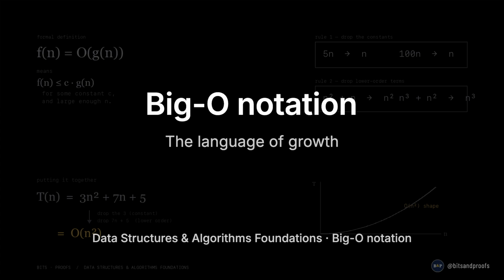Big O notation, the language of growth. This is the most important notation in introductory computer science, and despite the scary name, the core idea is short. By the end of this video, you'll know what Big O actually measures, the two rules that simplify any expression into clean Big O, and your first complexity class. Data Structures and Algorithms Foundations: Big O notation.